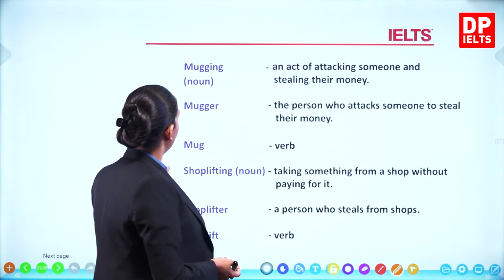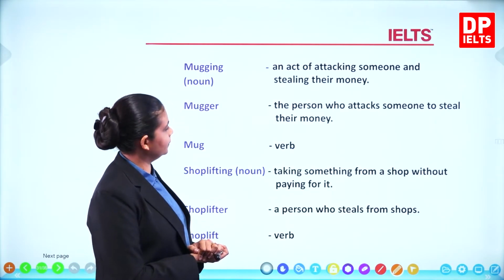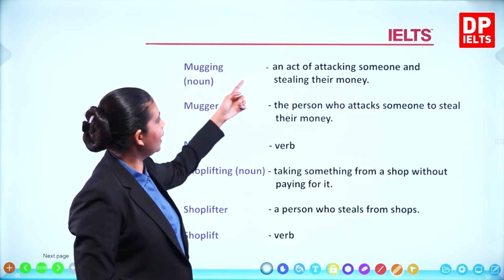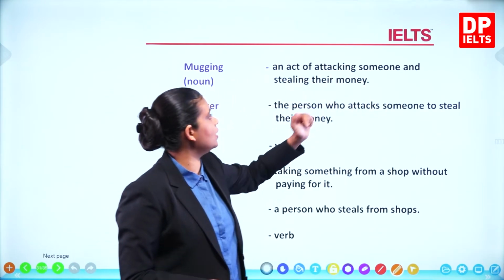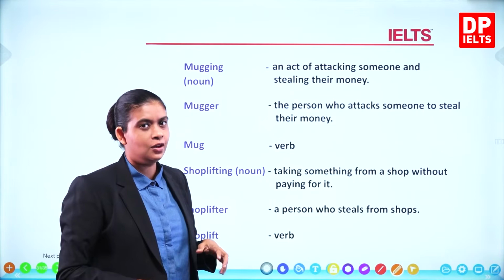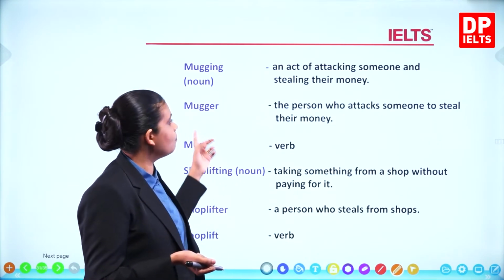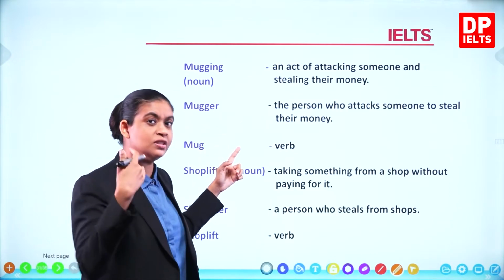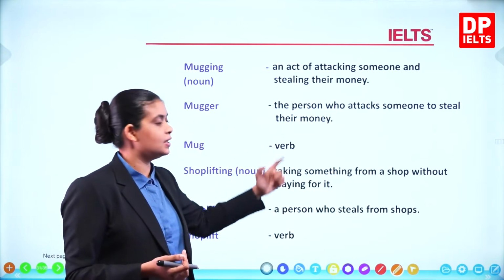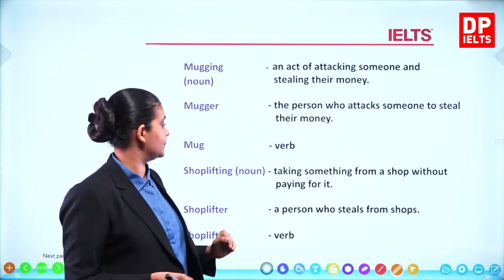Right. Let us have a look at mugging, right? Mugging, an act of attacking someone and stealing their money, right? So you come and attack me and you take away my money. Mugger is the person who does it. Mug is the verb, right?